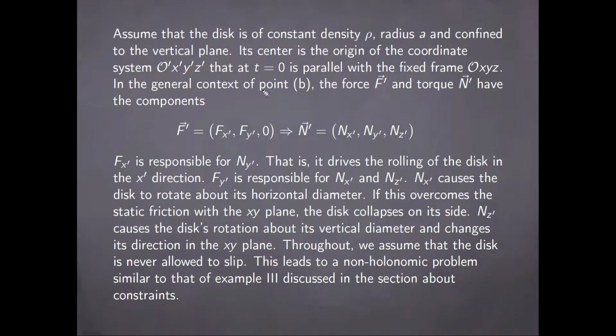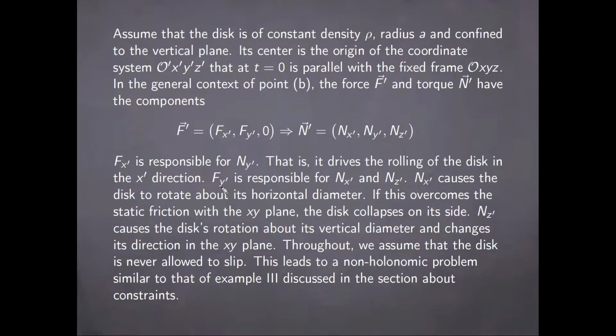Now, in the general context of point B, the force is not parallel to the plane of the disk, so it is horizontal. It has two components, x' and y', and these components will result in a torque having three non-vanishing components in turn. Now, the x' component of the force generates the y' component of the torque. This rotates the disk about its symmetry axis, and as such it drives the rolling of the disk in the x' direction. So this is what drives the forward rolling of the disk.